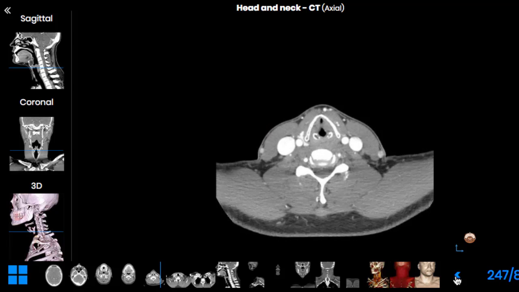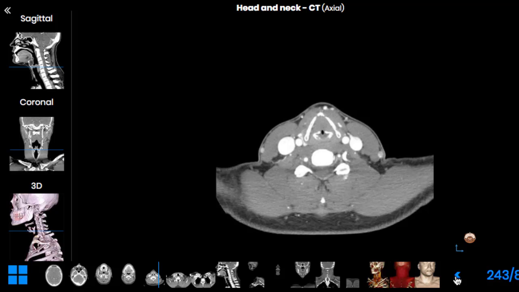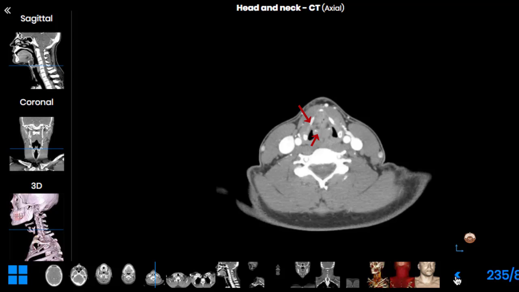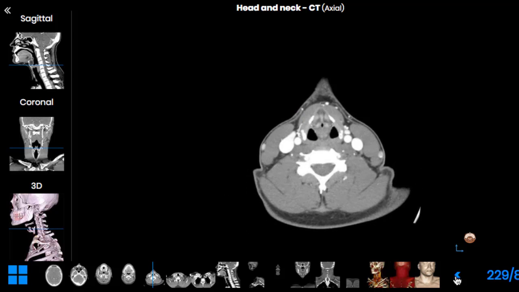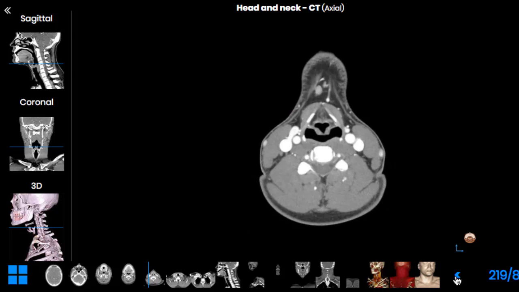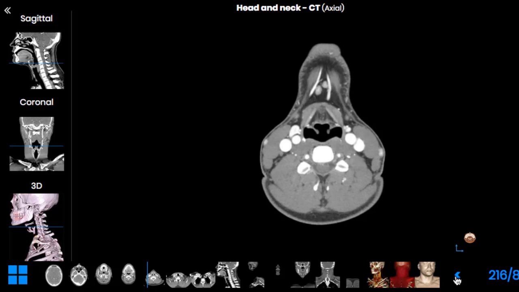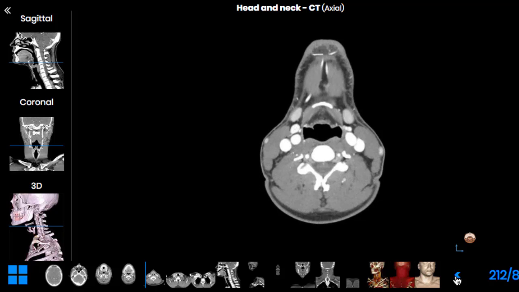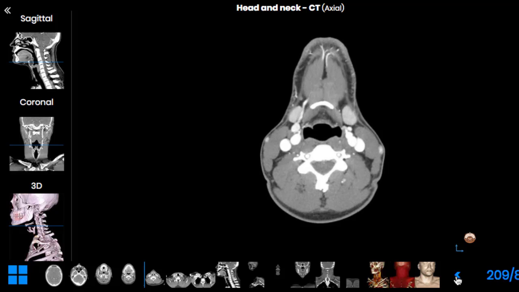Now let's scroll up. You see some cartilages of the larynx in the middle, the thyroid cartilage, and the cricoid cartilage behind. And at the level of the upper border of the thyroid cartilage, the common carotid artery is bifurcating. But before that level, have a look how larger this artery becomes. This is the area known as the carotid sinus, the baroreceptor of the carotid system.